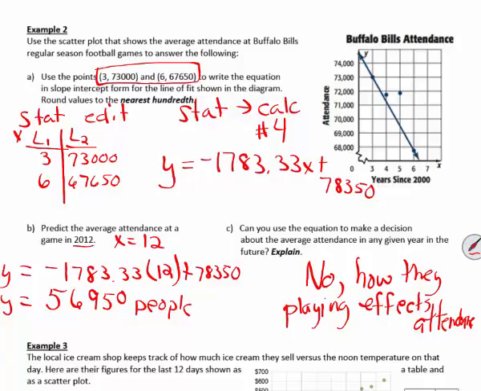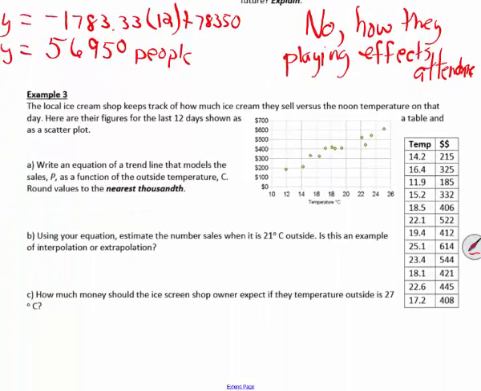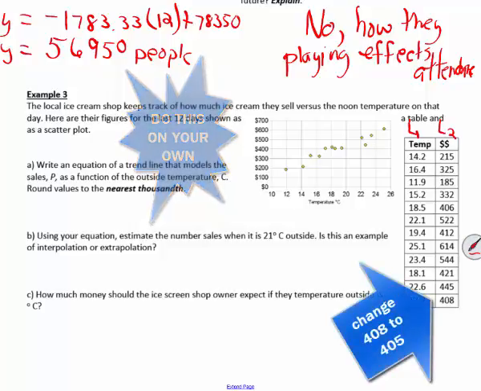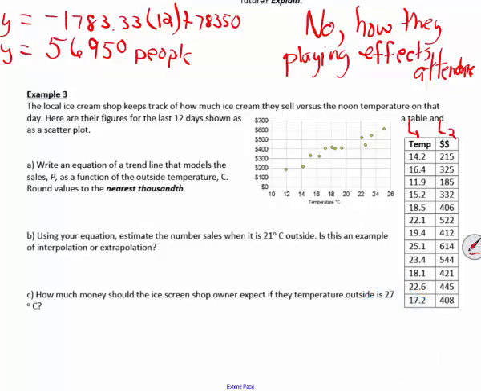All right, I want you guys on your own to try this. So what we have here is we're talking about ice cream sales depending on the temperature. We have graph form and we have table form. So in the table, this is going to be your list 1, this is going to be your list 2. All right, so I'm going to have you pause the video and then I'll put the answers up and then we'll talk about it in class too. But I want you to try it on your own.